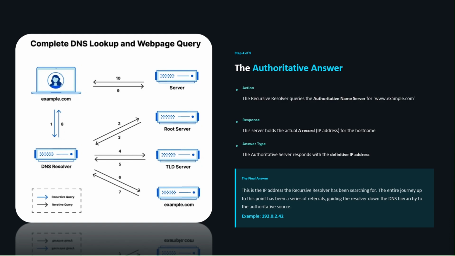This is the final step: the recursive resolver sends its last iterative query to the authoritative name server. This server is the source of truth. It holds the actual A record, or IP address, for www.skillstaircase.com. The authoritative server responds with a definitive IP address. This is the answer the recursive resolver has been searching for. The entire journey up to this point has been a series of referrals, guiding the recursive resolver down the DNS hierarchy.